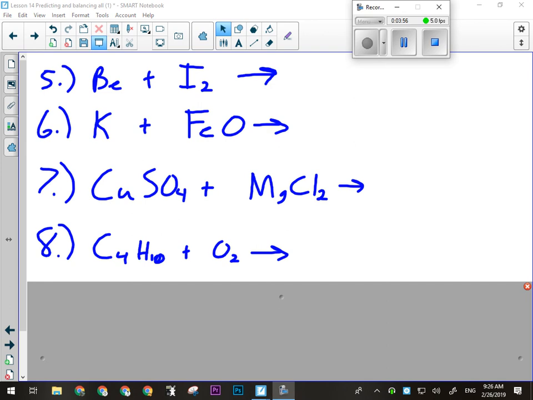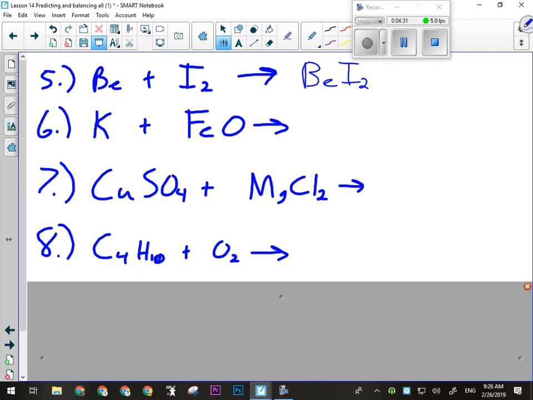For our first one here, we've got beryllium reacting with iodine, which would be what kind of reaction? It's synthesis. These are 2 elements. They're going to react and form a single compound. That single compound is going to be beryllium iodide. Now that's the pairing, but beryllium has a +2 charge and iodine has a -1 charge, so we're going to be looking at BeI2 as our product, and that means that the reaction is also already balanced. Questions on number 5?